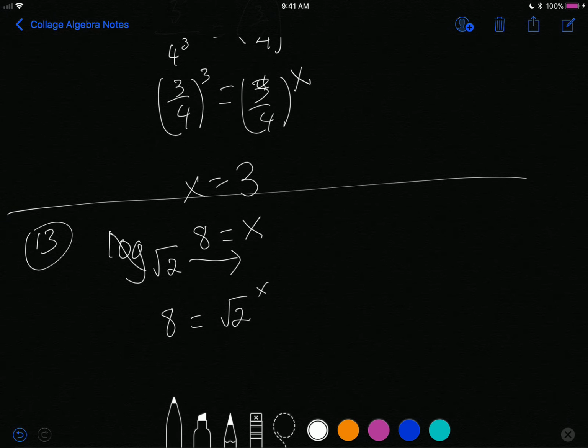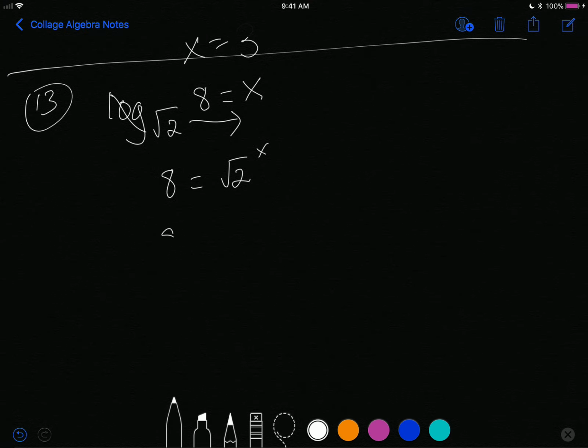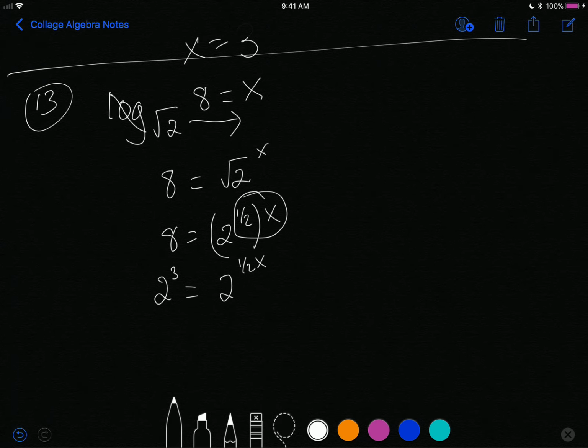Again, before when we had a fraction, it means a negative power. When I have a radical, it means a fractional power. And so this is actually 8 is equal to 2 raised to the 1/2 power, to the x power. These two things get multiplied. And 8 is 2 to the 3rd power. Hopefully you start to get accustomed to your powers of 2, your powers of 3, your powers of 4, powers of 5, powers of 6, powers of 7. Ignore me, I mean powers of 10. That's normally how far we need to go.